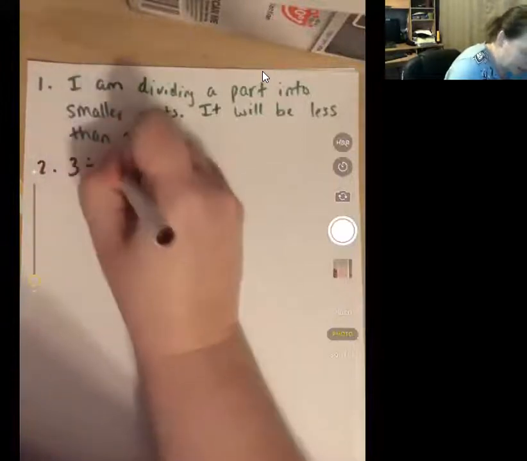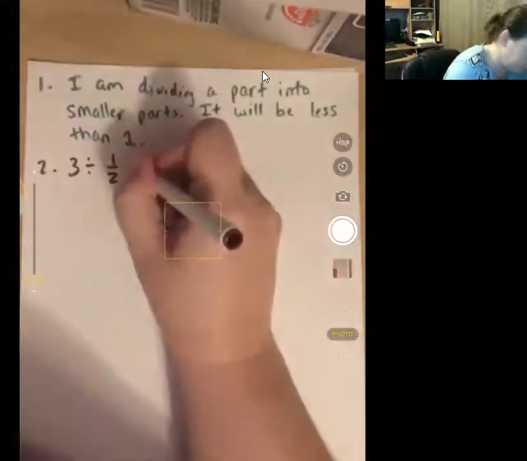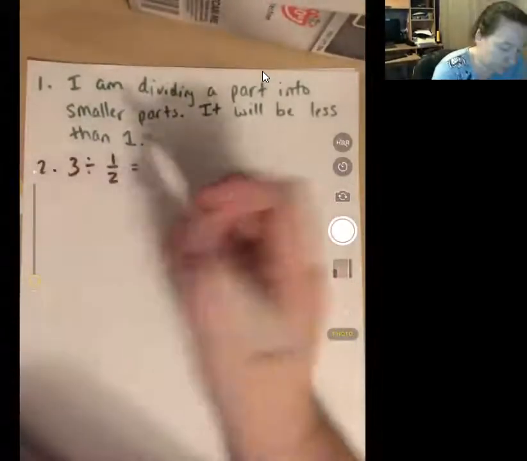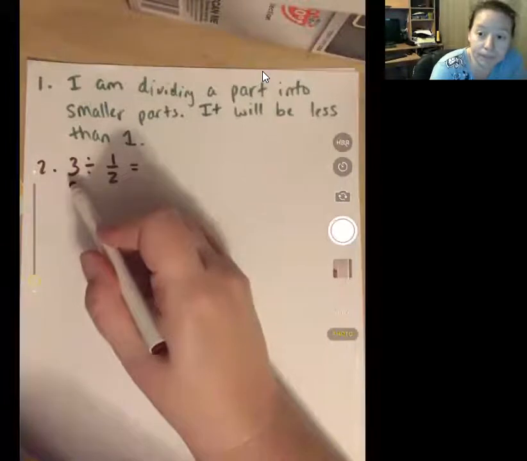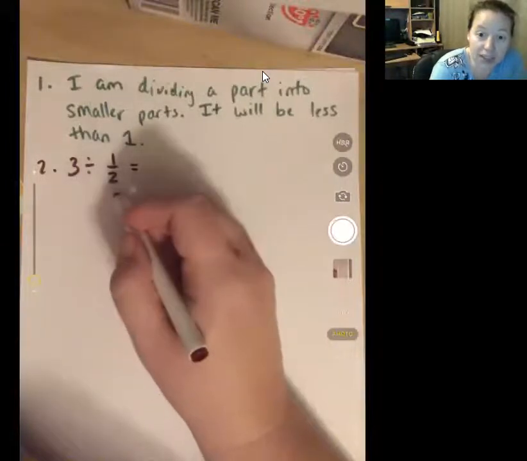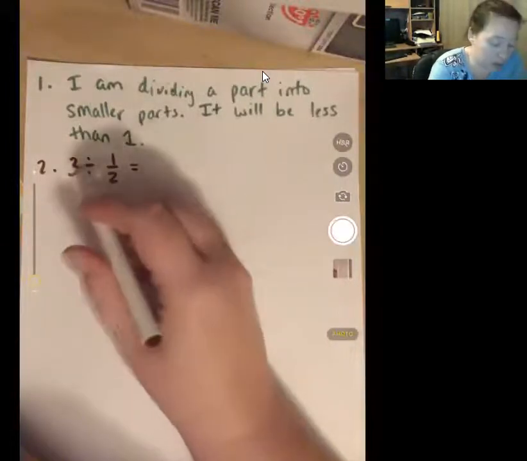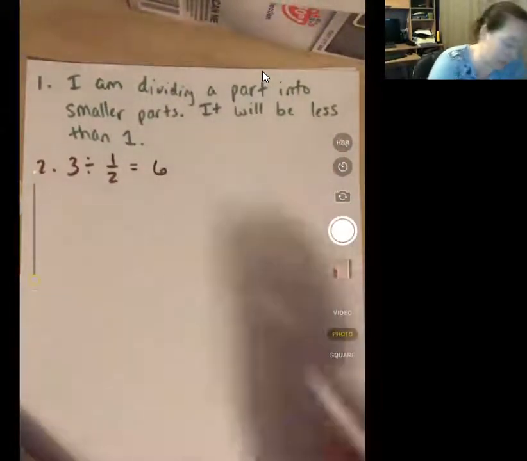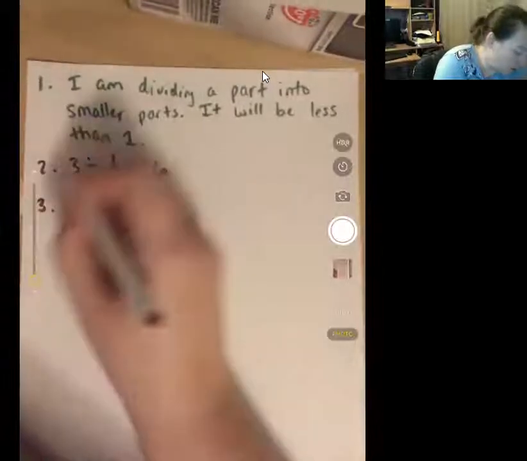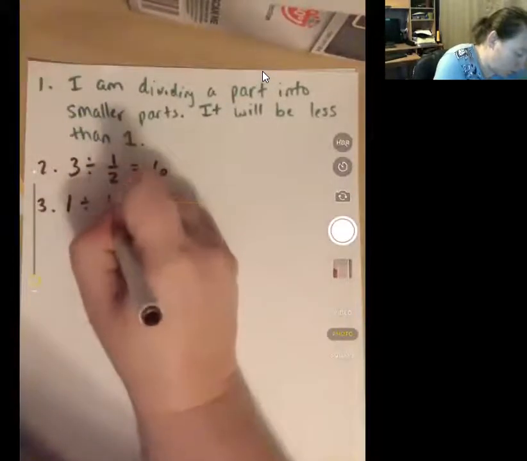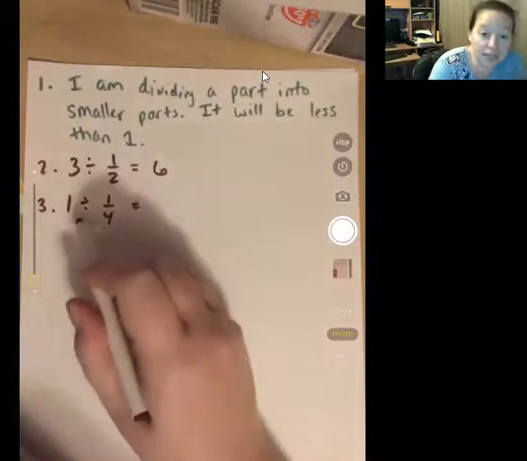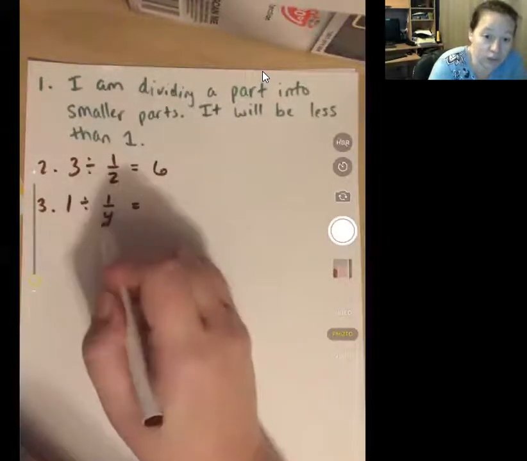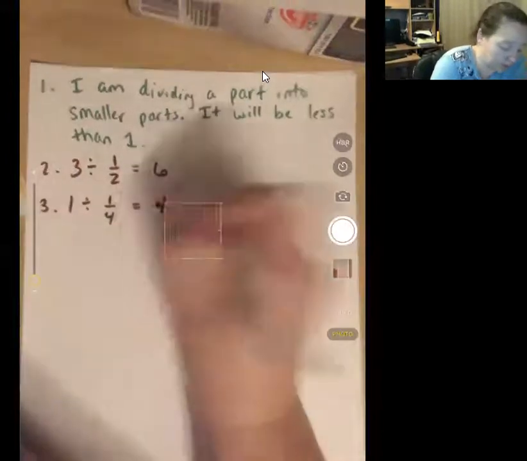Number 2, 3 divided by 1/2. Okay, so I have 3 pieces, each I'm cutting in 2. So 3 times 2 is 6. Number 3, 1 divided by 1/4. I have 1 piece, I'm dividing into 4 parts. 1 times 4 is 4.